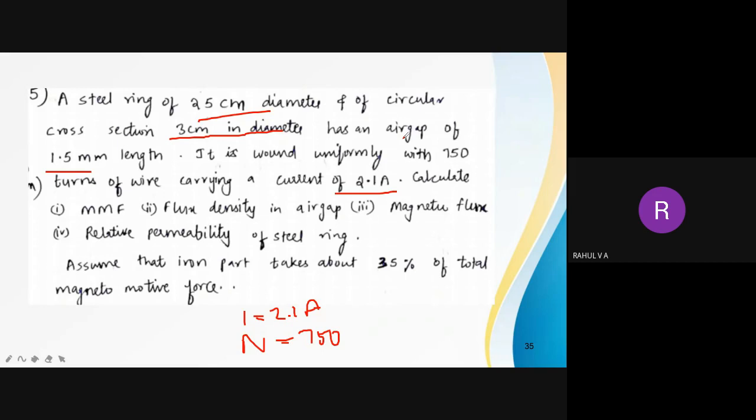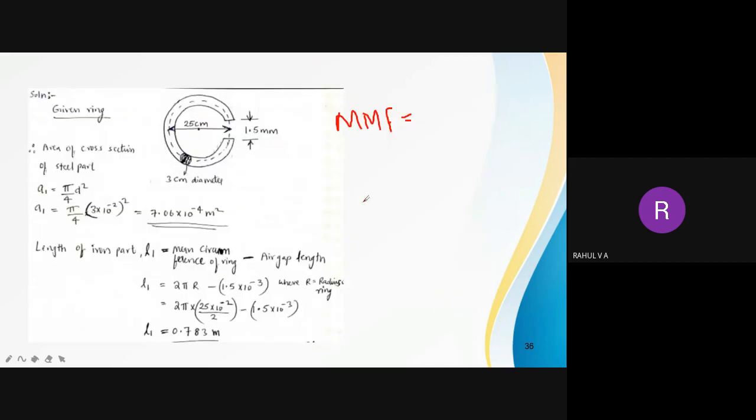Which equation? We have a lot of equations, as I said. One is flux into reluctance, another is number of turns into current, another is H into L. Okay, N into I. That is the best equation because they have directly given you the number of turns and current. So MMF is equal to N into I, that is 750 into 2.1.